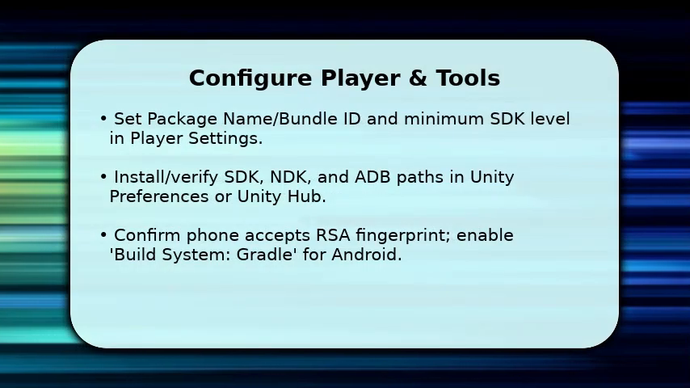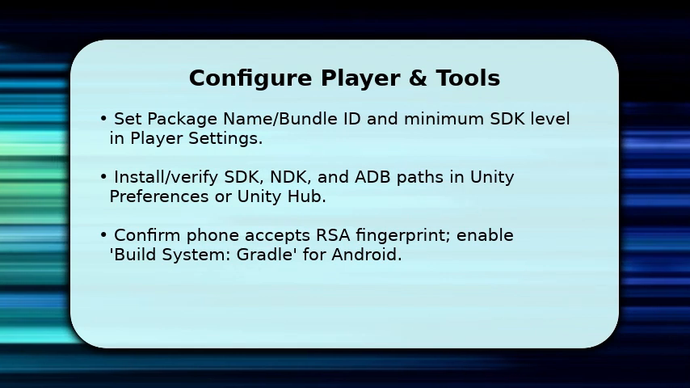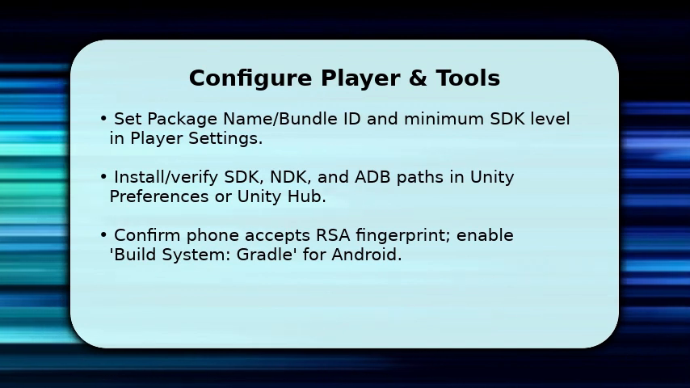Set the bundle identifier, company name, and minimum SDK level compatible with your device. Make sure Unity knows where the Android SDK/NDK and JDK live in preferences or via Unity Hub so builds succeed. For Android, choose the Gradle build system, and when the phone prompts, accept the RSA fingerprint to allow debugging.